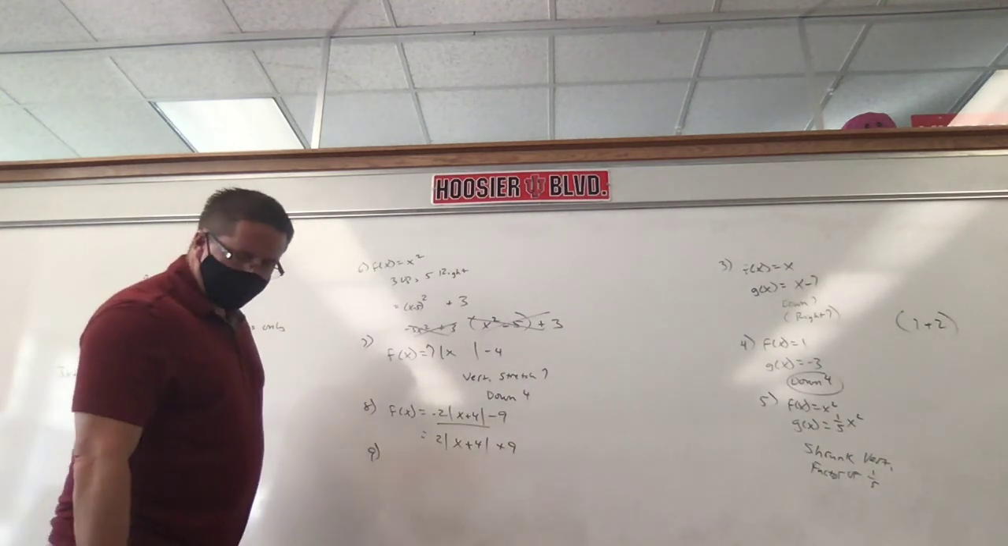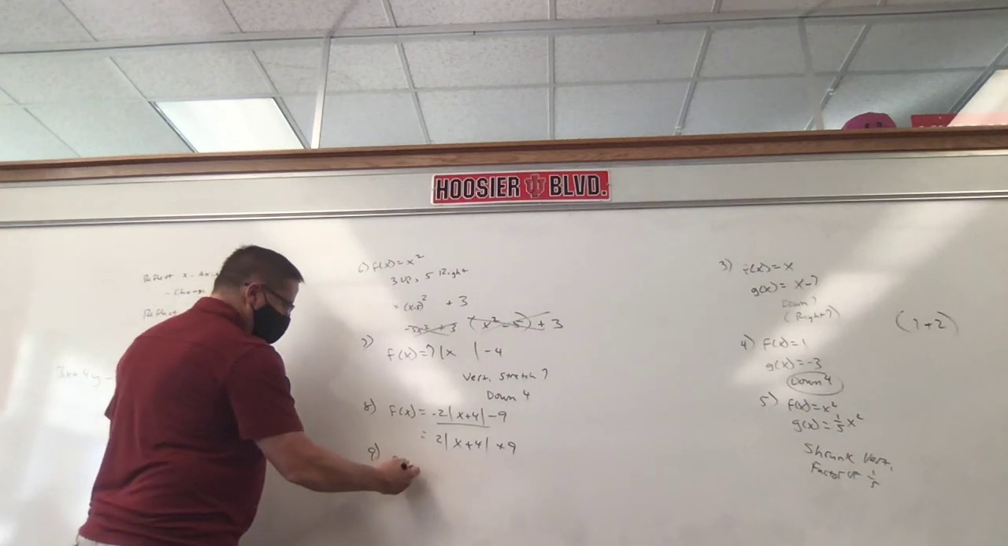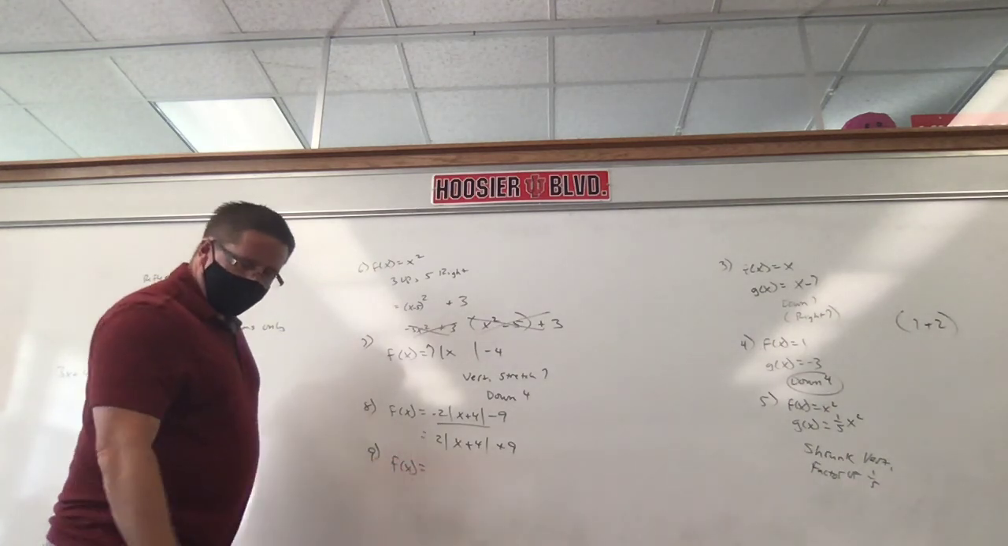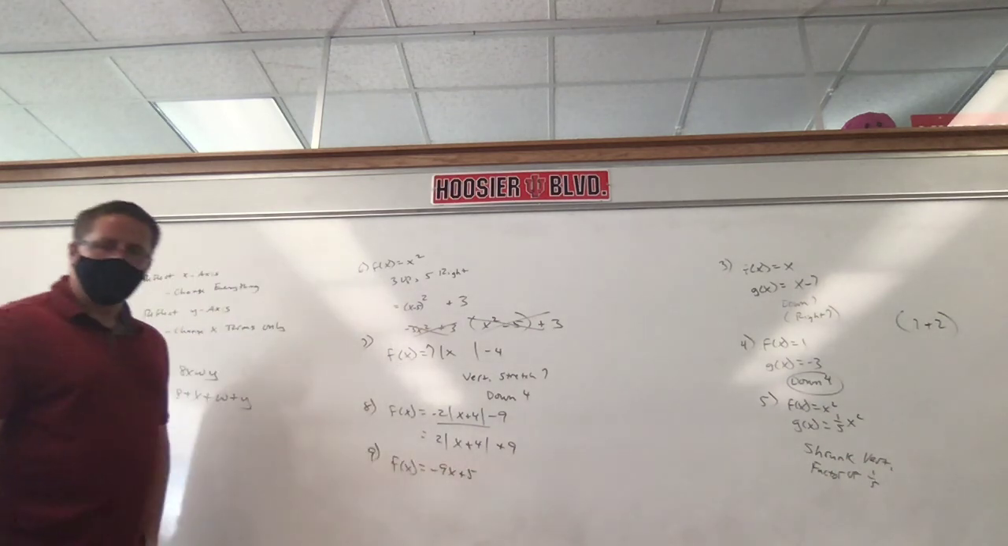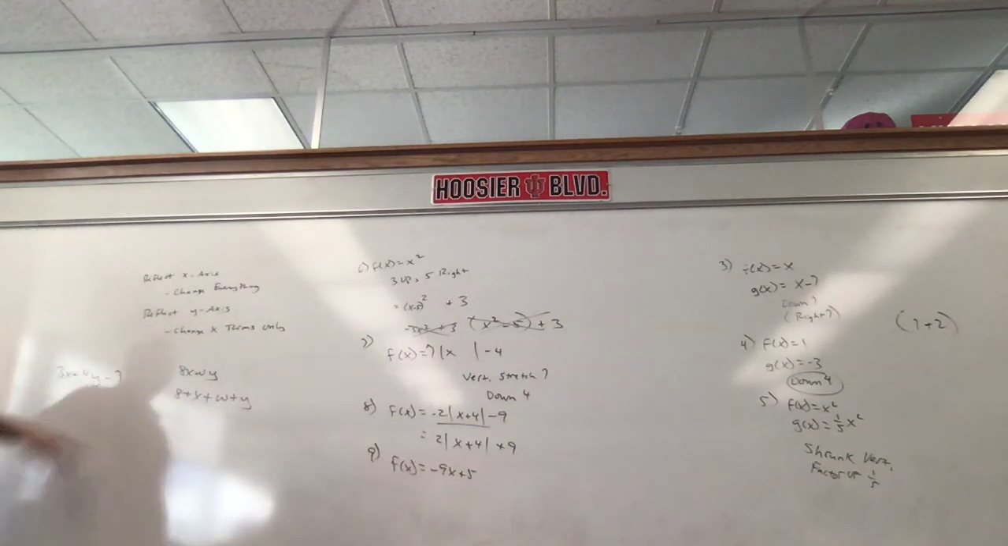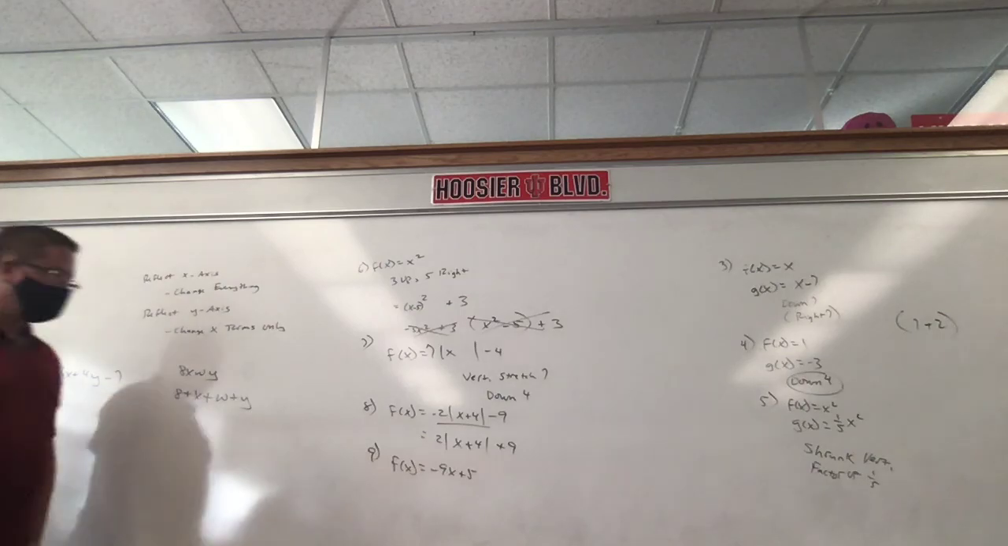Okay, number 9. This one will be easier. f of x equals negative 9x plus 5, reflected over the y-axis. So over the y-axis, only change the term that has an x. So what are we going to get? Positive 9x.